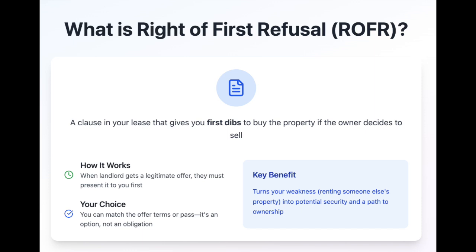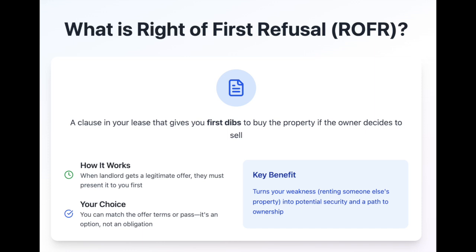Okay, so I'd have to match whatever that other buyer offered. Exactly. That's generally how it works, yes. They basically step into that buyer's shoes. But here's the key thing, the really powerful part. The source material stresses, it's an option to buy. It's not an obligation. You don't have to buy it if you can't, or if the numbers don't work for you anymore, or whatever. You just have the exclusive right to match the offer before anyone else can.